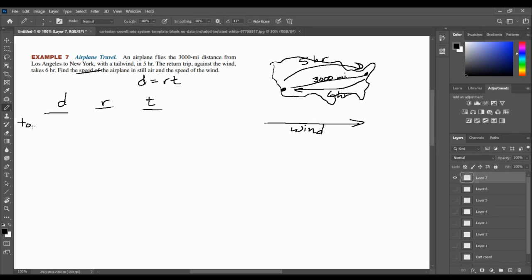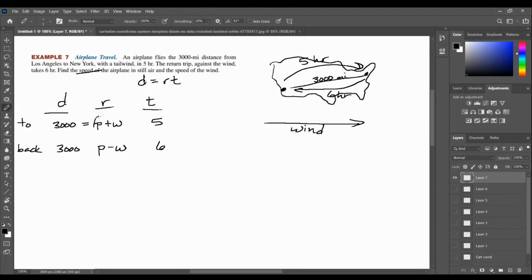So I'm going to go to and back. When I go to, I go 3,000 miles. I don't know my rate, but I'm flying with the wind, and it took me 5 hours. When I come back, I also travel 3,000 miles. I've got my plane, but I'm fighting the wind, so the wind is a negative, and it takes me 6 hours.